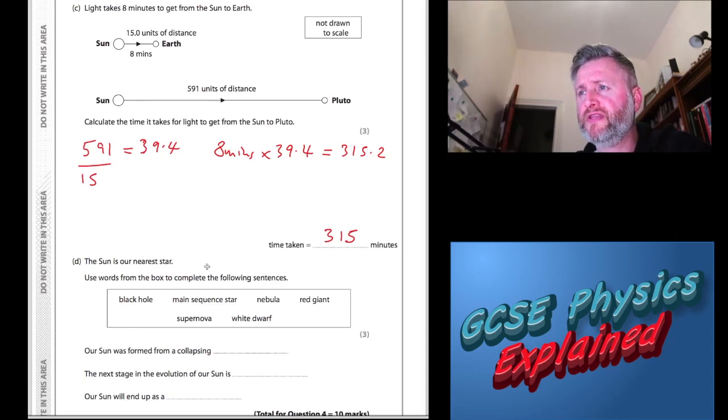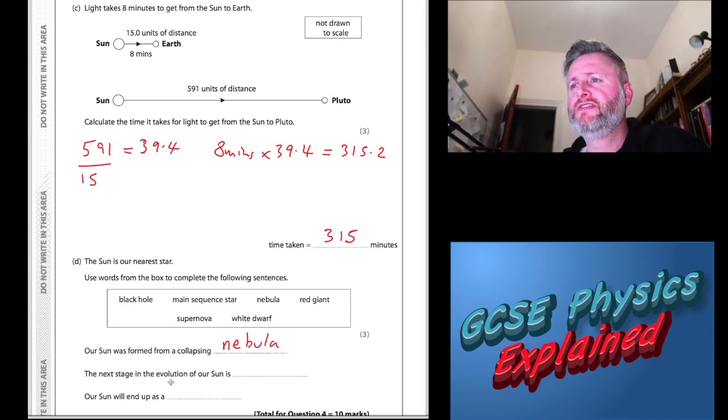The Sun is our nearest star. Use words from the box to complete the following sentences. Our Sun was formed from a collapsing nebula. It's just a massive ball of dust and gas. The next stage in the evolution of our Sun will be red giant. Our Sun's just classed as quite a small star, so when it burns off its hydrogen, it'll turn into a red giant. Our Sun will end up as a white dwarf. It'll then turn into a black dwarf, but that's not an option.